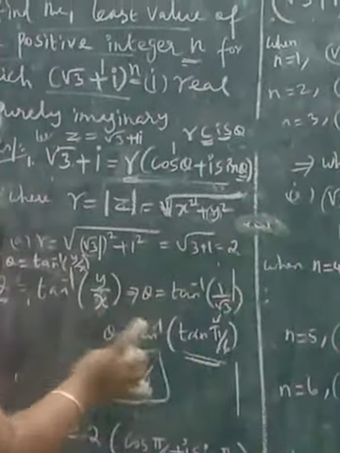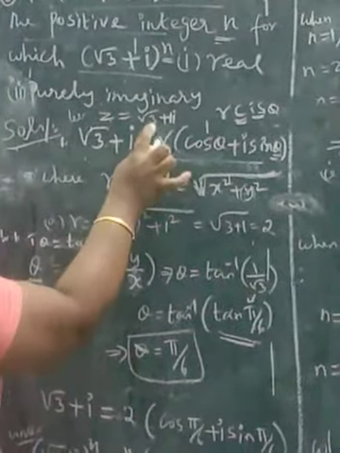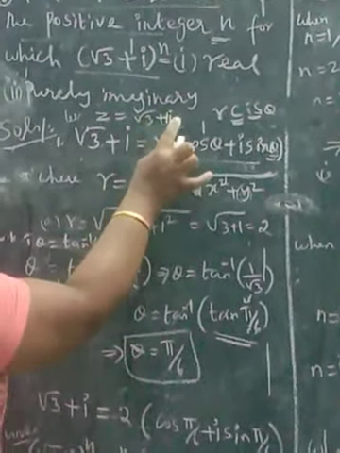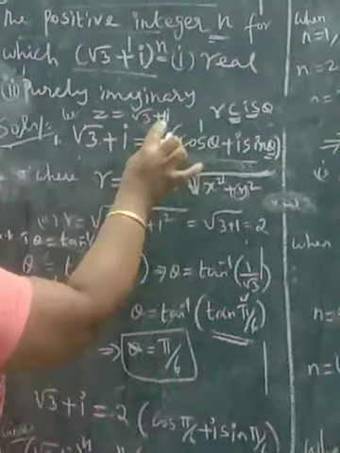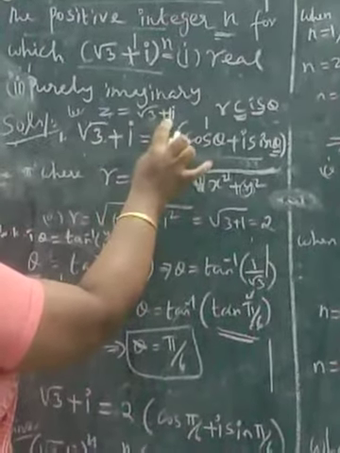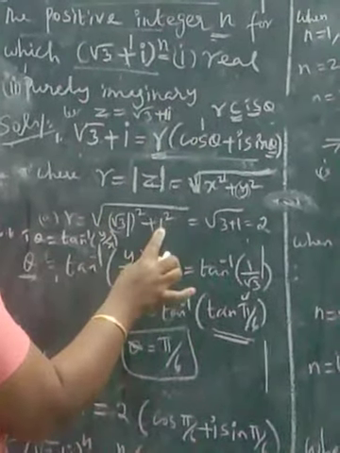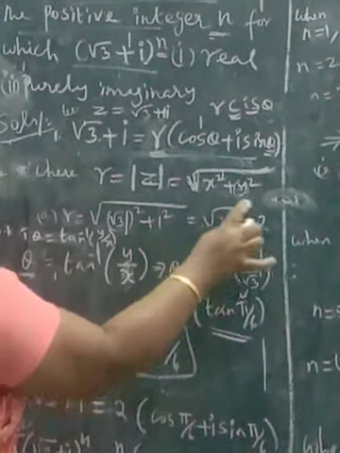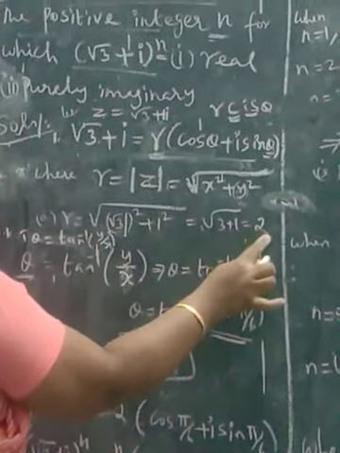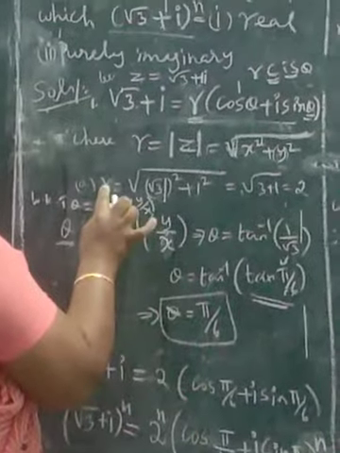Okay. Then r equals what? The complex number given here is root 3 plus i. So the real part is root 3, so root 3 square, plus the imaginary part, here 1, so 1 square. So root 3 square plus 1 square. Root 3 square is 3, 1 square is 1. So root 4, value 2. Okay. So now we found the r value.